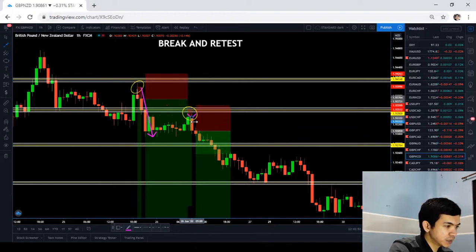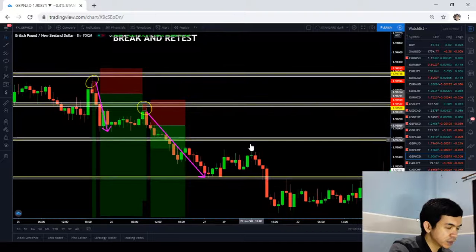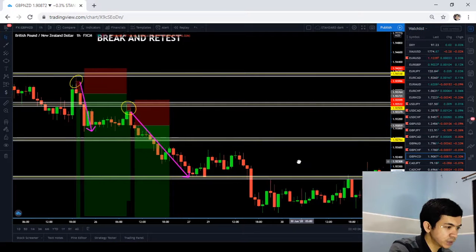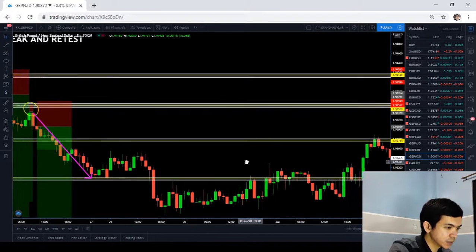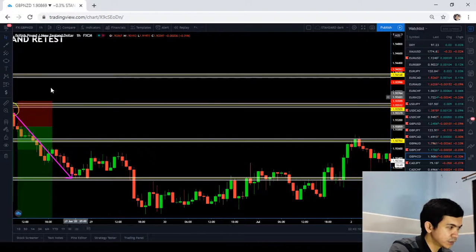Let's mark our key levels. This one got broken. Of course, we will wait for a retest here, right? So what happened? It went down again. Let's see what happened. Ayun, nag-react ulit, di ba?